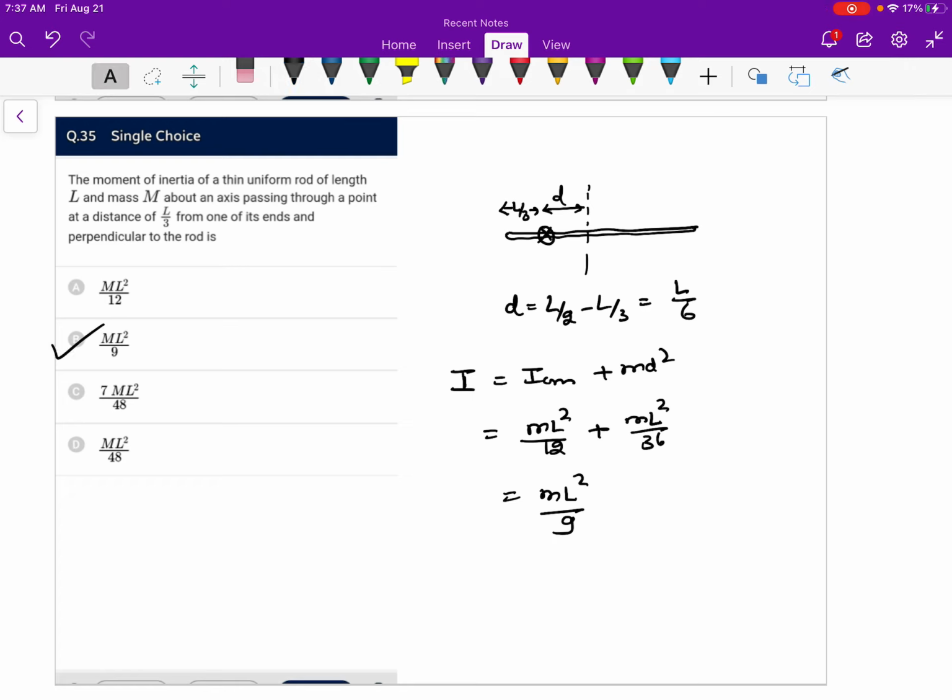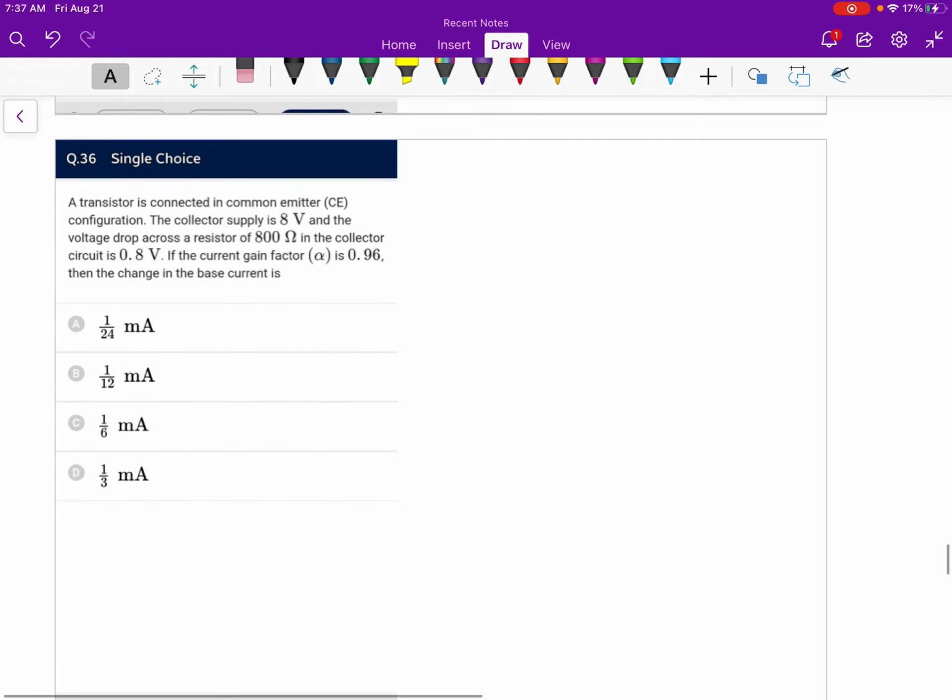Mind you, shifting is always done from center of mass. It may be tempting that you shift the moment of inertia from one end, ML square by 3 plus M (L by 3) whole square. That is wrong, because shifting is always done from center of mass.